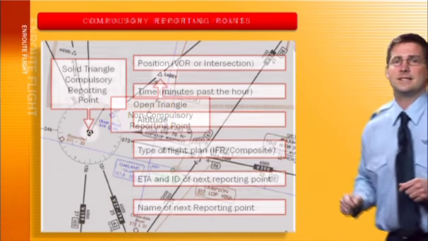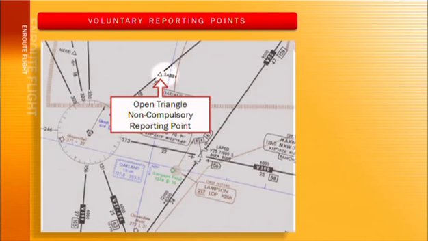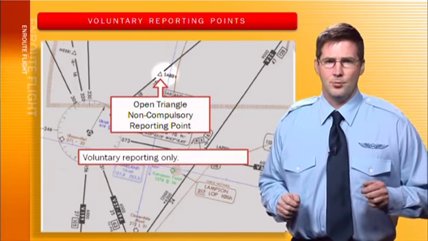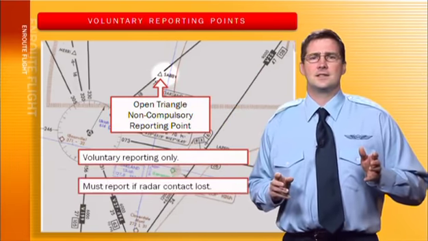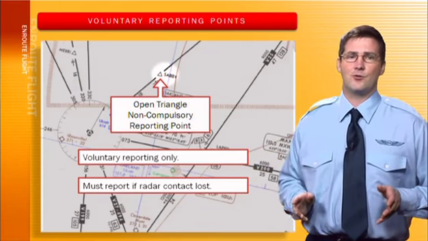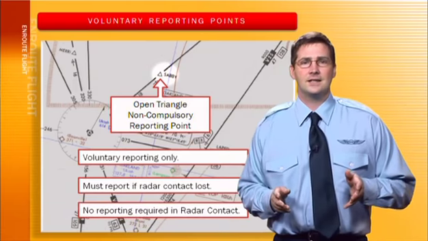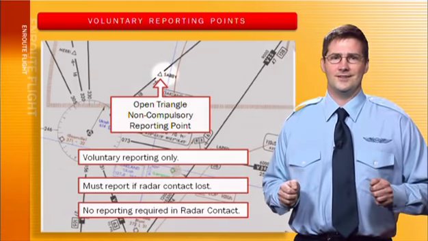Back to the chart, we can see an open triangle, non-compulsory reporting point here on this particular airway. Here's the example right up here. These are voluntary reporting points unless radar contact is lost, and then you must treat them like a regular compulsory reporting point. However, if you are in radar contact, no report is required.